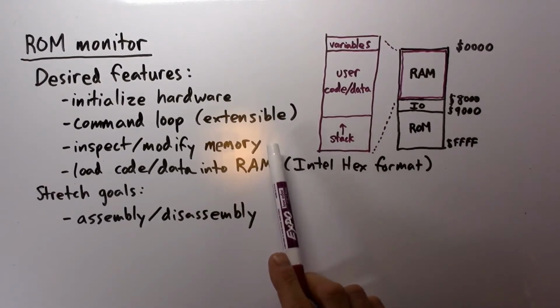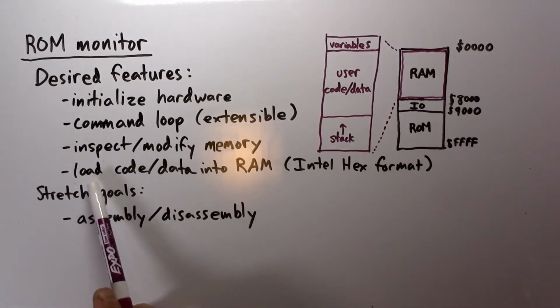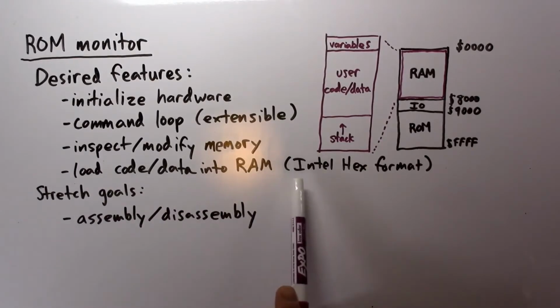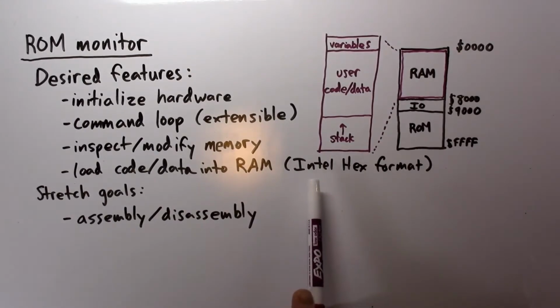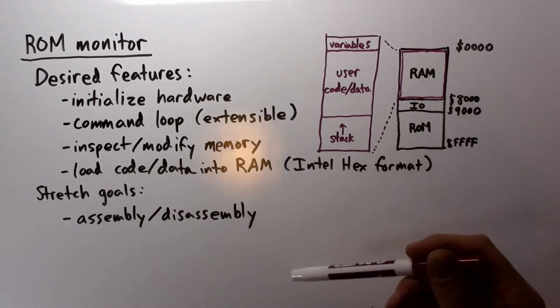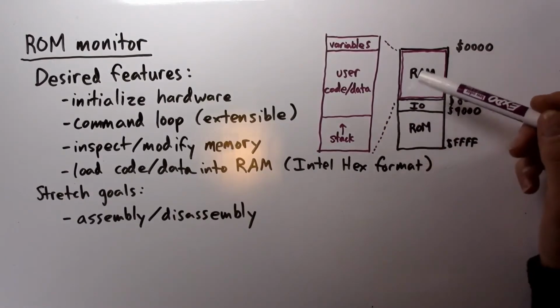One important type of command that should be supported is the ability to do arbitrary inspections of memory locations and modifications of memory locations, so we have complete control over the memory in the system. As a special case of that, I'd like to be able to load arbitrary code and data into RAM in Intel hex format. Specifically, I'd like to be able to assemble programs, convert them into Intel hex format, and then have the ROM monitor load the user program into RAM.